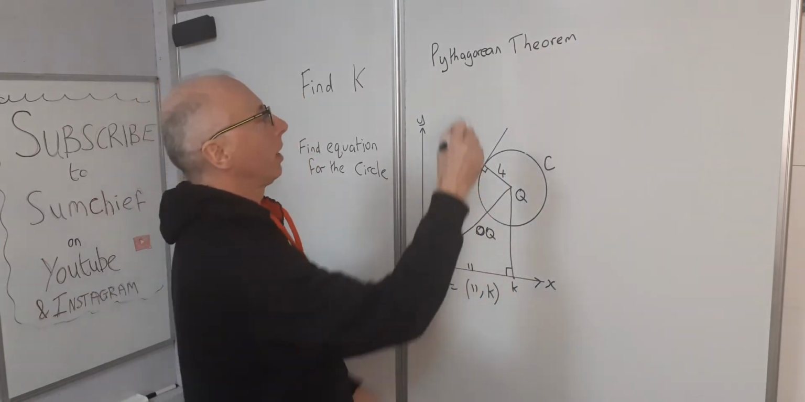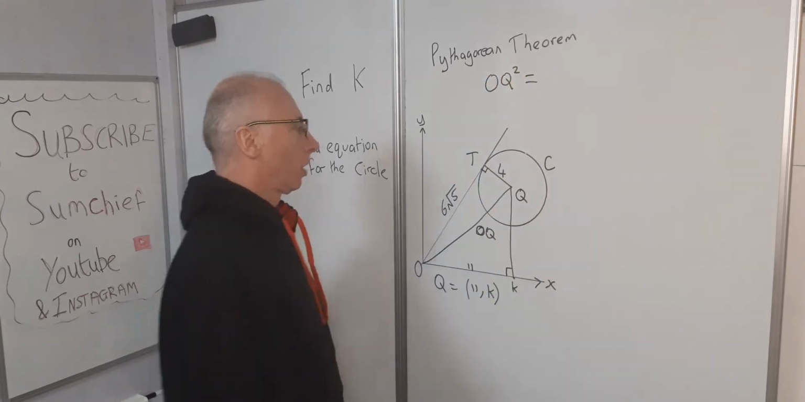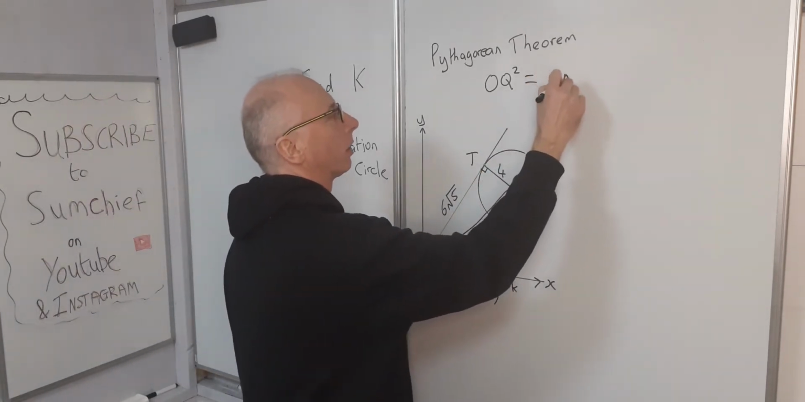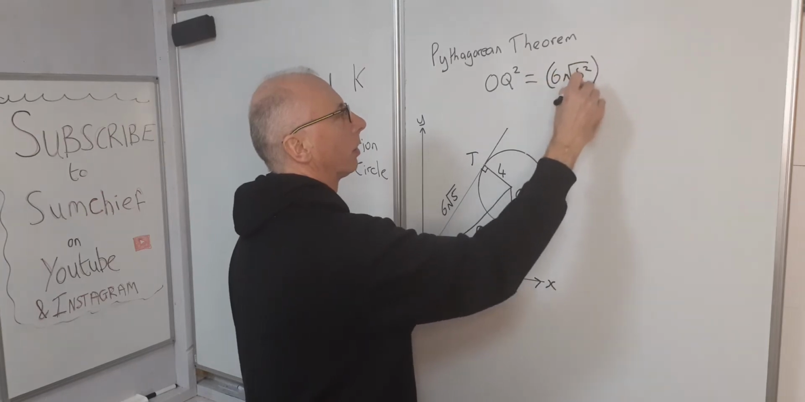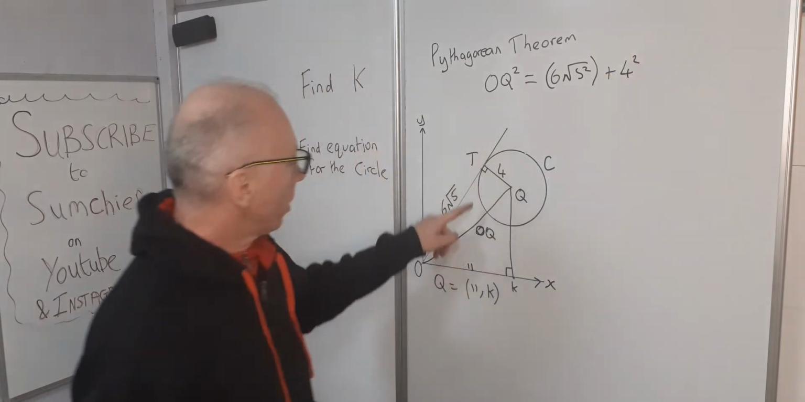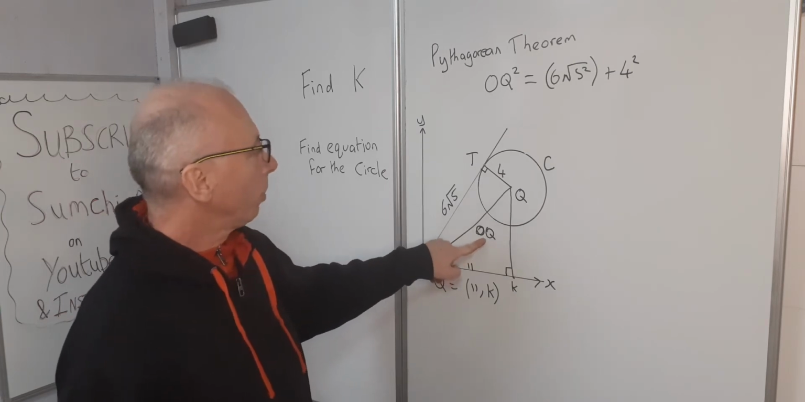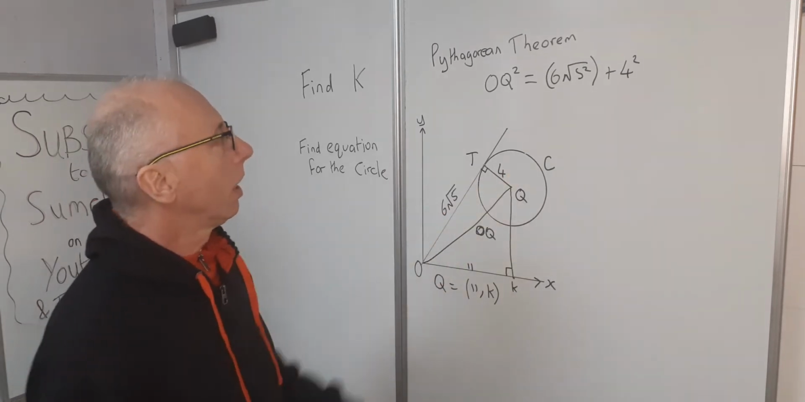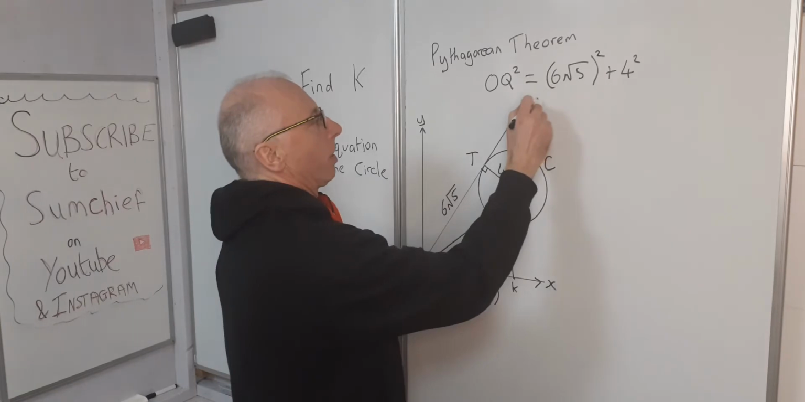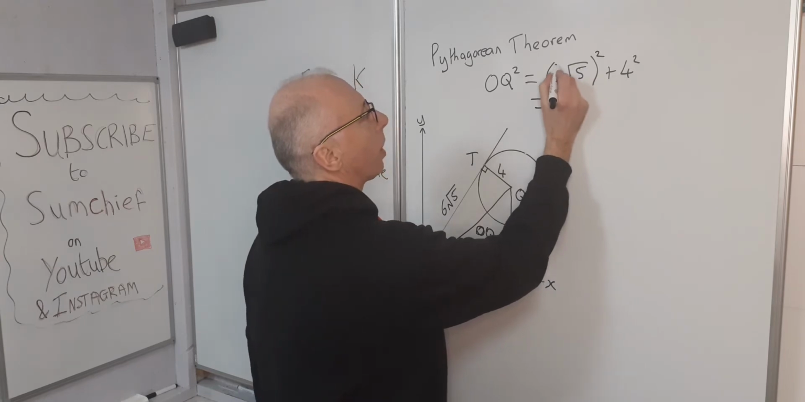that OQ squared equals (6√5) squared plus 4 squared. Okay, so as OQ is opposite the right angle, that's our hypotenuse. So that one will equal the sum of these two squares. Okay, let's put the square properly there. (6√5) squared is found by squaring both of these terms.